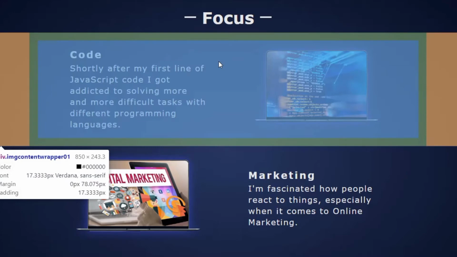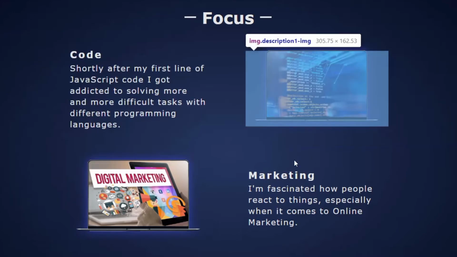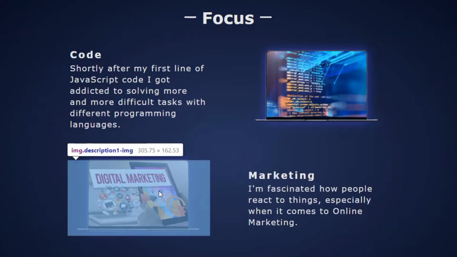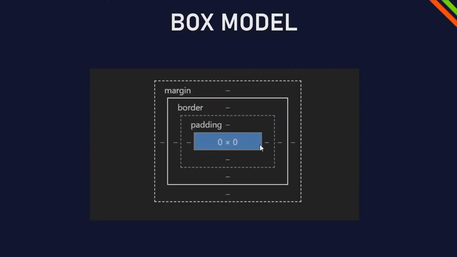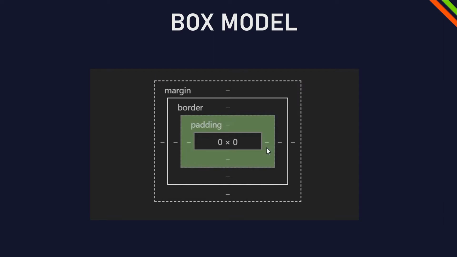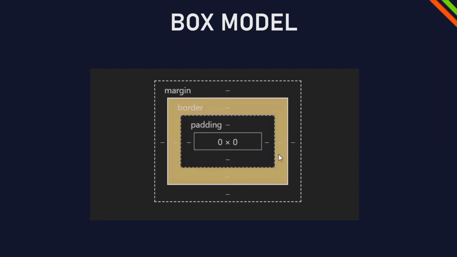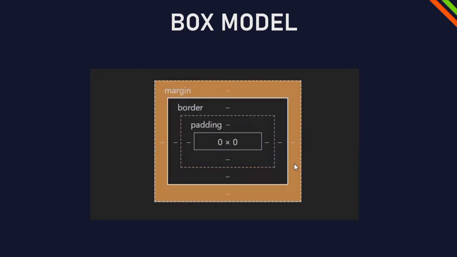Okay, so let's start. In CSS, everything is in a box. Every text, every image, every element is a box. This box looks like this. We have the content, maybe an image, a graphic or a text. Then we have the padding. The padding basically is the space from the content to the border. Then we have the border, and after that we have the margin.